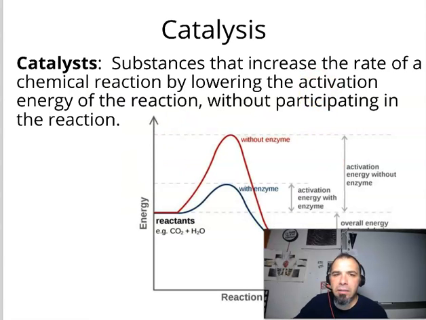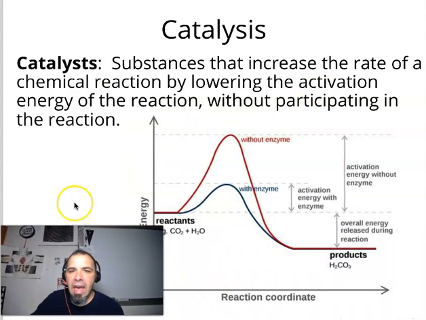A catalyst is any substance that increases the rate of a chemical reaction by lowering the activation energy. I would underline that, highlight that, without participating in the reaction. In this case, if we look again at that reaction coordinate, it increases the rate by lowering the activation energy, but it does not participate in the reaction, so it's not going to change anything there. With the enzyme, there's your activation energy, and this looks like it's carbon dioxide and water, and you've got some new products there.